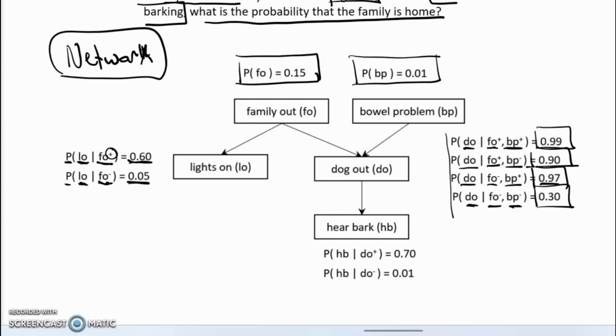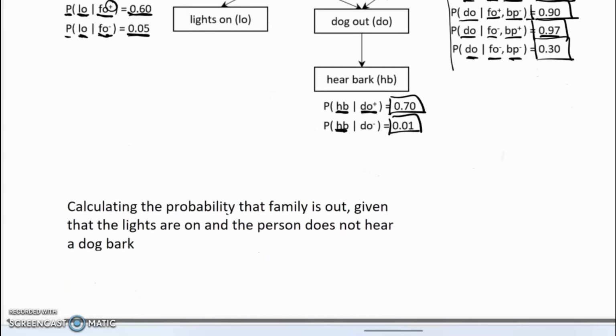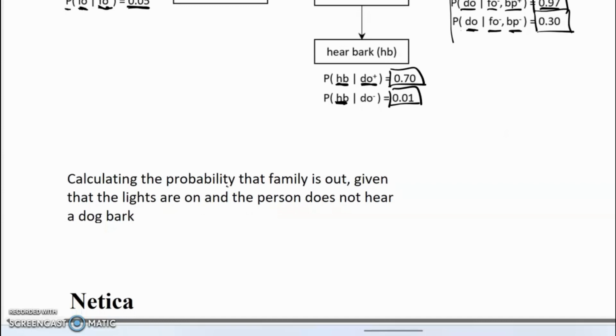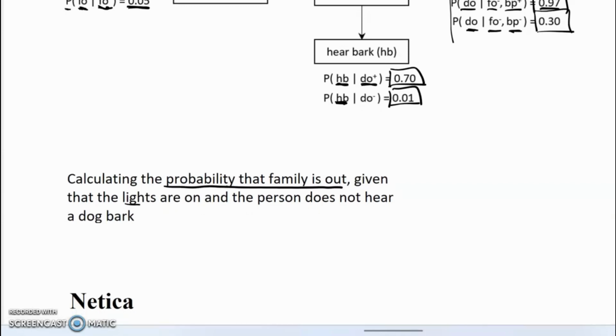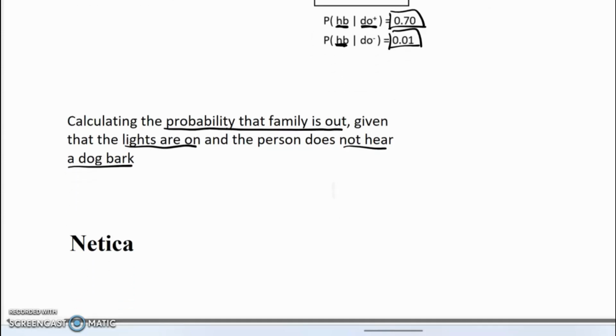And then finally, the probability of a passerby hearing the dog bark, HB, if the dog is out is 70%. The probability of that person hearing a bark if the dog is not out is only 1%. The barking they hear is that of some neighborhood dog. And so the whole goal is, once again, to calculate the probability that the family's out, given the lights are on and no barking was heard.